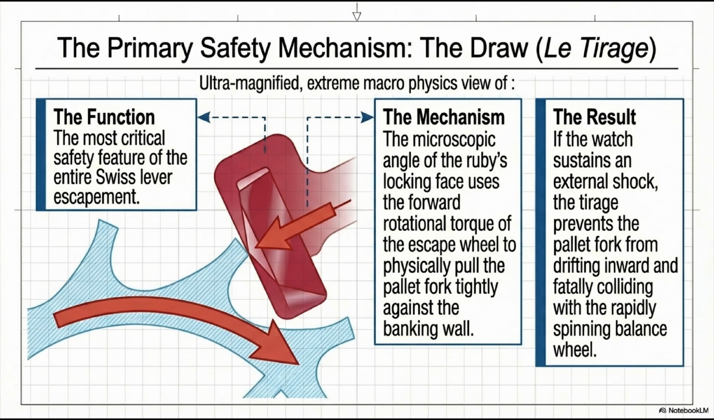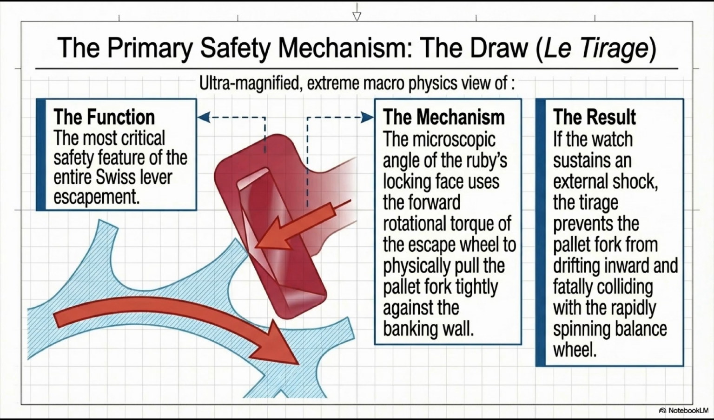Look at this diagram. There's a tooth pressing against the ruby pallet stone's locking face. The force vector from that tooth is pointing in the direction shown by the large red arrow. Critically, that force is not directed through the fork pivot. It's offset. And that offset creates a moment of force about the fork pivot that rotates the fork toward the banking wall. Here's the elegant part: the energy driving this rotation comes from the mainspring itself.